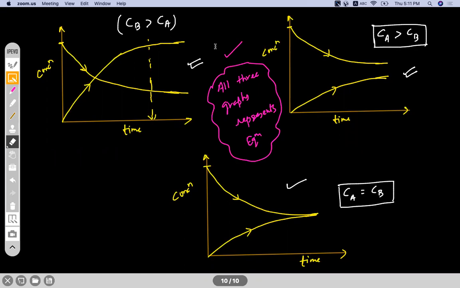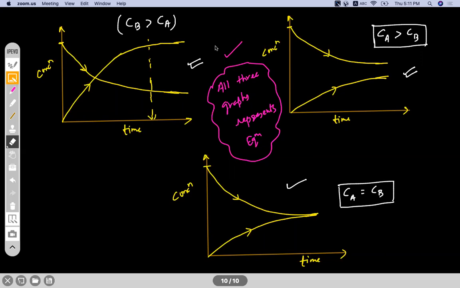Yes, you can say that if slope is equal, the rate is equal, because slope is dc by dt only, right? So dc by dt is nothing but concentration per unit time, that is rate. You can say that. Any doubt? Based on the graph, they ask this question, and students get confused over here.